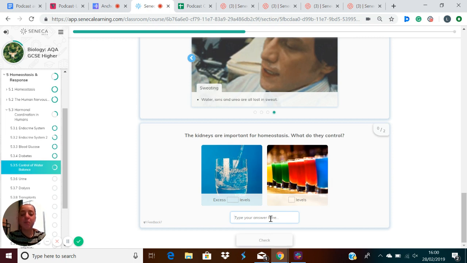So we said that kidneys are important for homeostasis. Can you remember what the kidneys control? They control excess water levels and they also control ion levels.